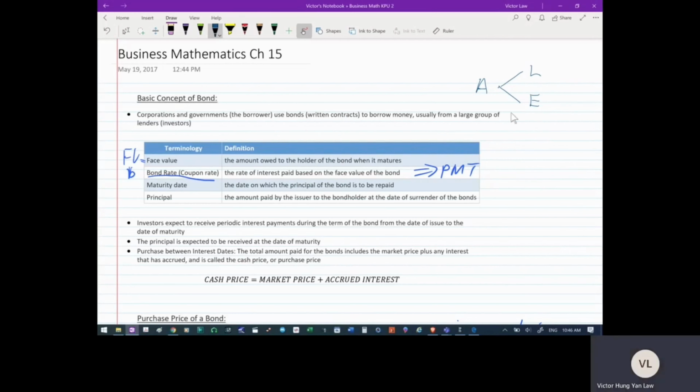That's why it is important for you to understand bonds, because in the future you're going to be working for a company. You need to understand how a firm can raise money for a project. And there's a bunch of terminology that you need to know here.